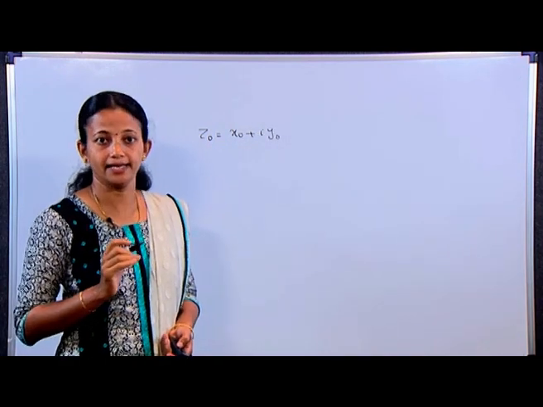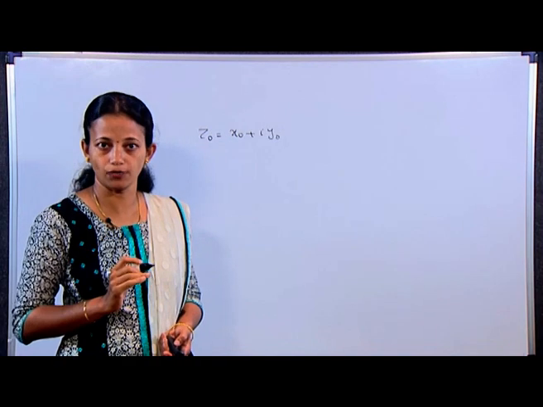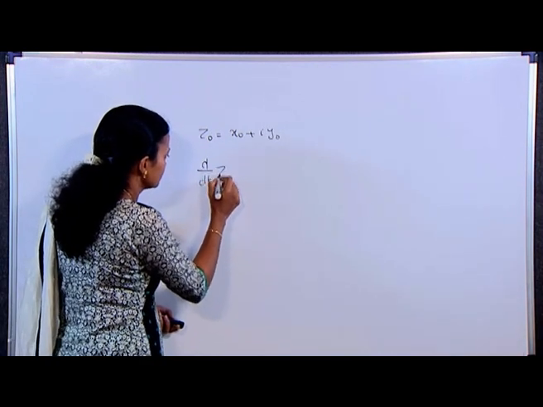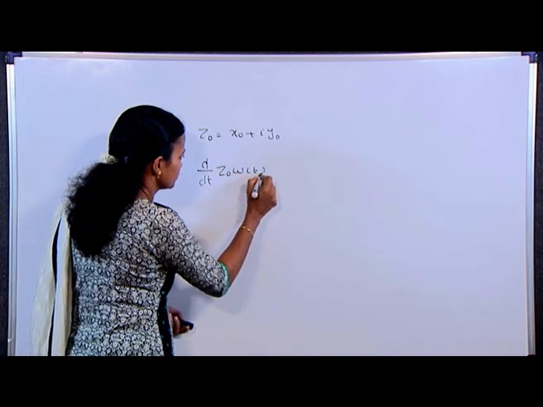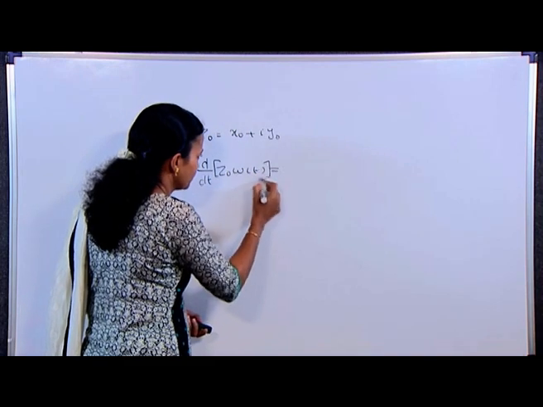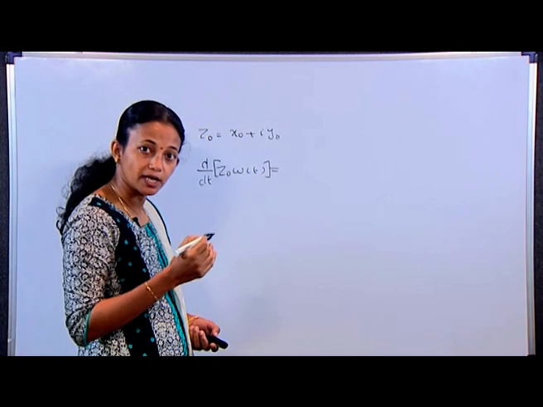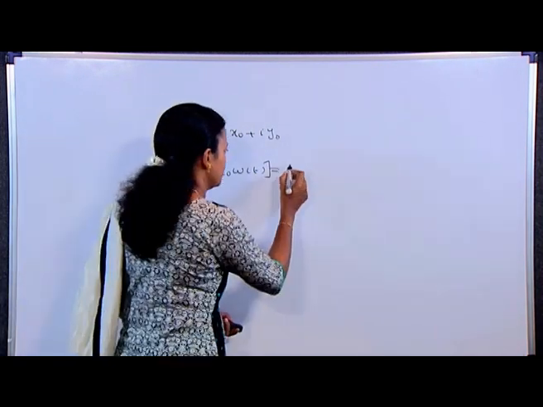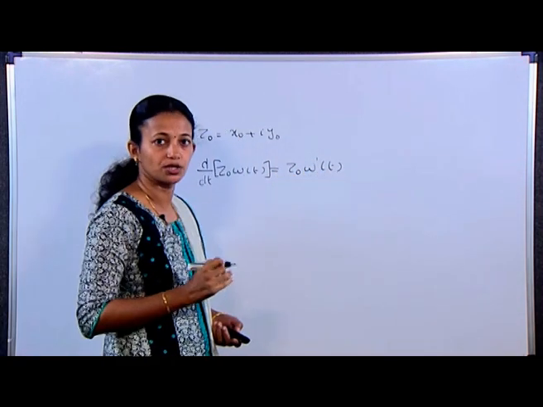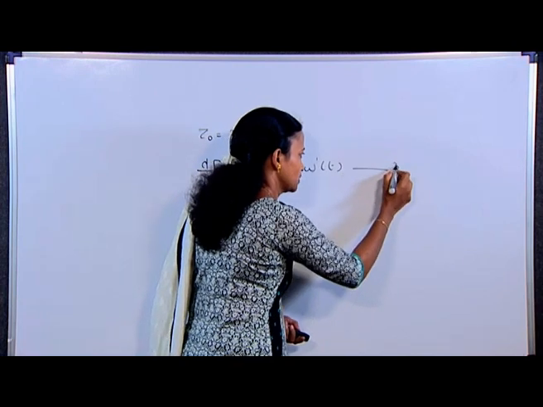Next, theorem 1. For each complex constant z0 is equal to x0 plus i y0, d by dt of z0 times w of t, in brackets, is equal to z0 into w dash of t. Equation number 3.